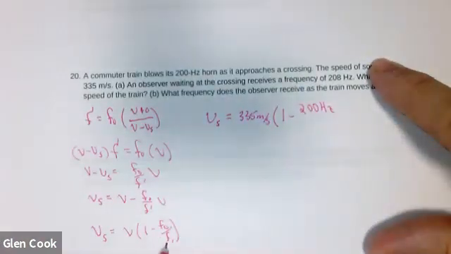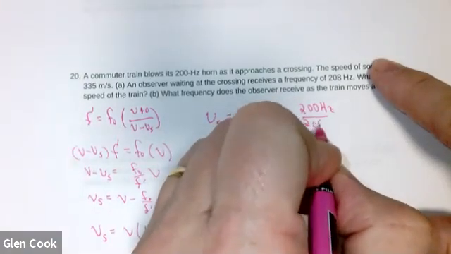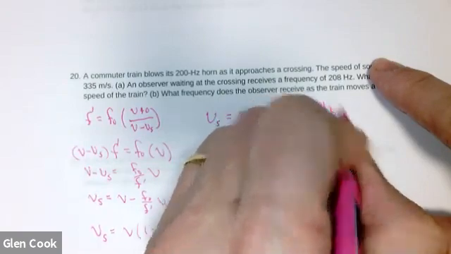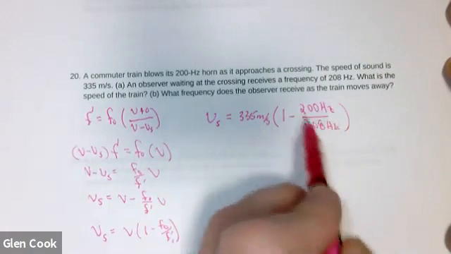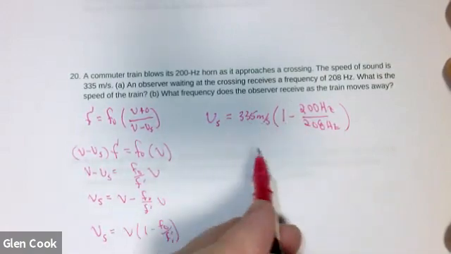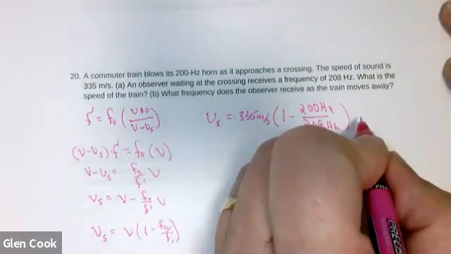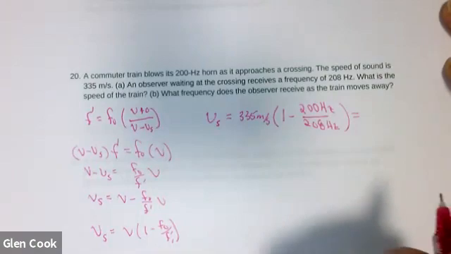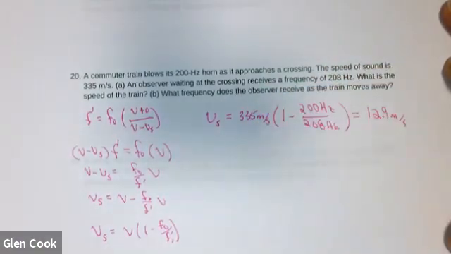That's F0. F prime is the frequency of the observer here, divided by 208. And so 335 times 1 minus 200 over 208. That's actually a pretty good fraction. It's close to 1. Hopefully the train's not going close to the speed of sound. If I do the math and figure it out, I can see that the train is moving at 12.9 meters per second. Okay.